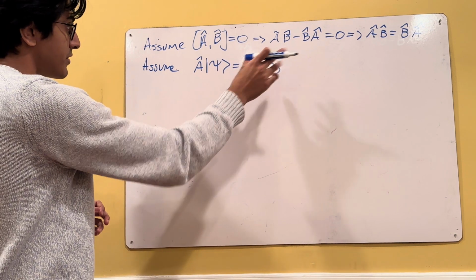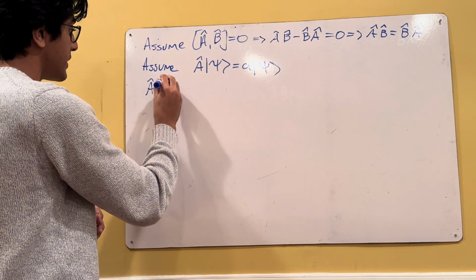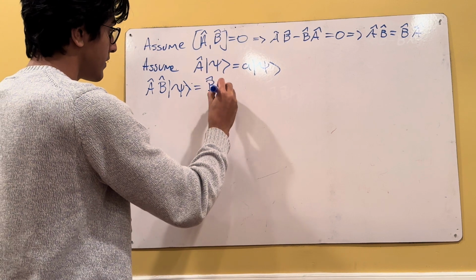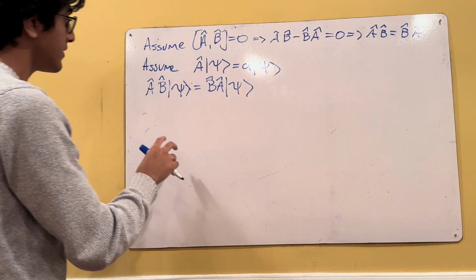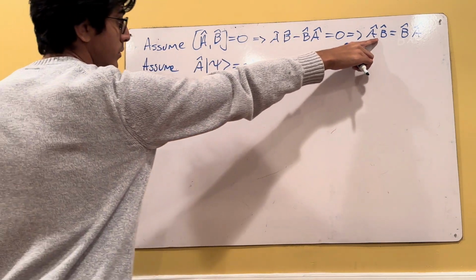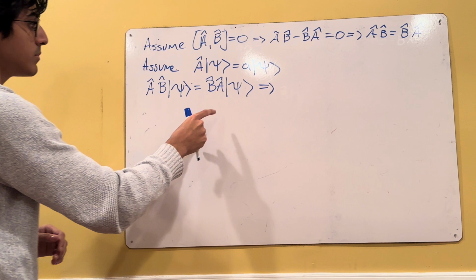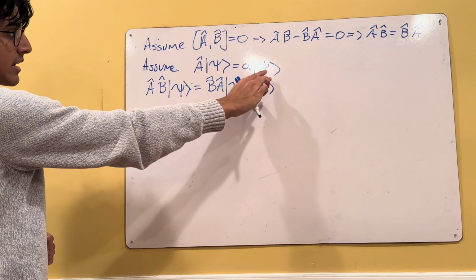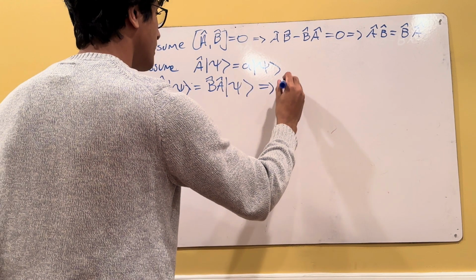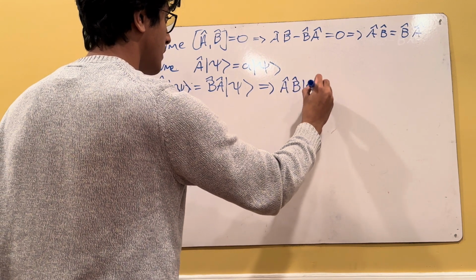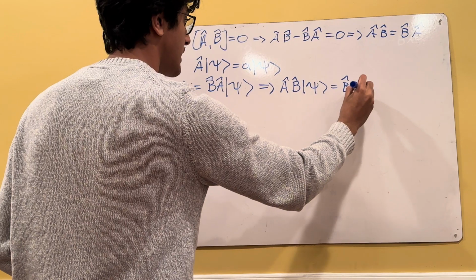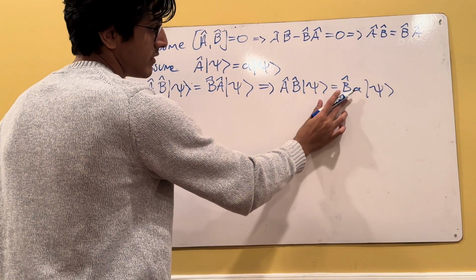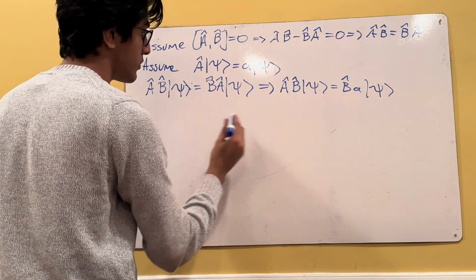So let's use our first assumption. AB psi is equal to BA psi, since from our first assumption, AB is equal to BA. Now let's use our second assumption. We see that A operated on psi is appearing here, and we know that it's equal to a times psi with the constant. Now we're replacing it with the constant a psi. Now this is just a scalar, a constant, so it can be brought out to the front.